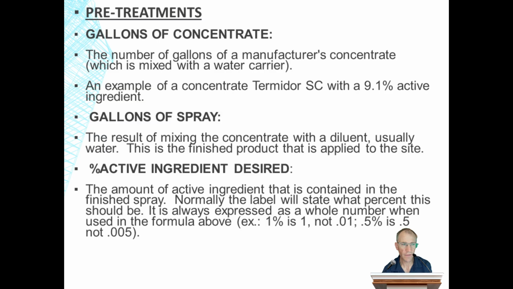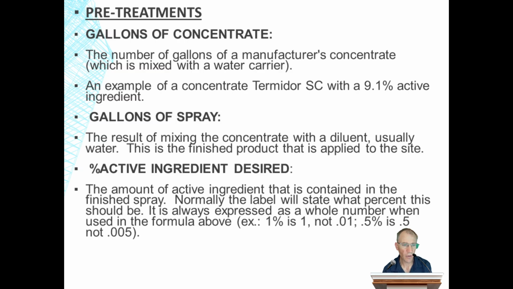Pre-treatments. Gallons of concentrate: the number of gallons of a manufacturer's concentrate which is mixed with a water carrier. An example of a concentrate is Termidor SC with a 9.1% active ingredient. Gallons of spray: the result of mixing the concentrate with a diluent, usually water. This is the finished product that is applied to the site.